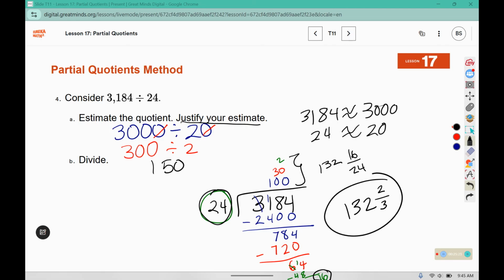So 132 is pretty close to 150, but if we change our values here to be closer to the values in the original problem, our estimate would have been a better approximation.